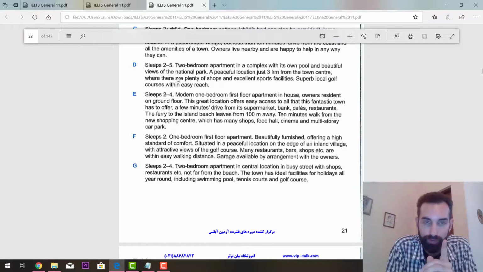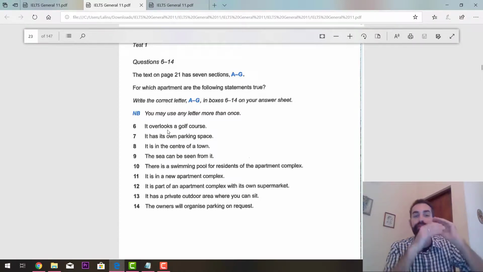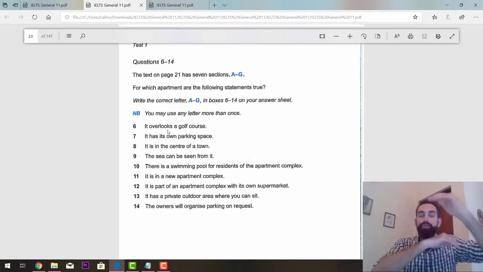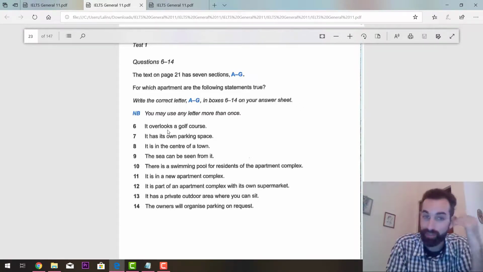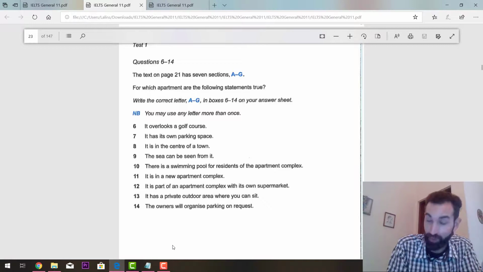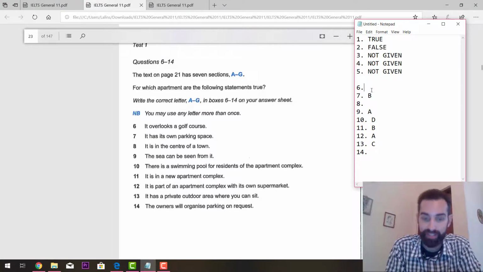Now, attractive views of the golf course, that overlooks a golf course. You can see the golf course. It's not within walking distance. You can see it. Overlooks means you can see into it, which means you can see the golf course. We have attractive views of the golf course. That means that 6, the answer is F.